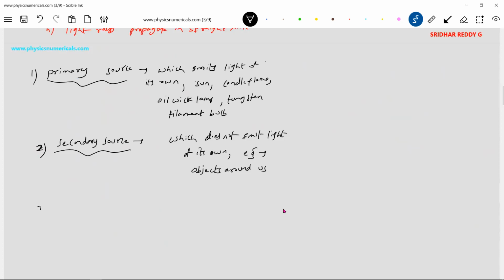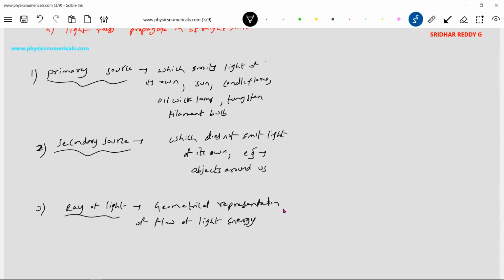Now after this, ray of light. Once again, I'll come to this one. What do you mean by ray of light? It's a geometrical representation of the flow of light energy. So how to represent that ray of light?